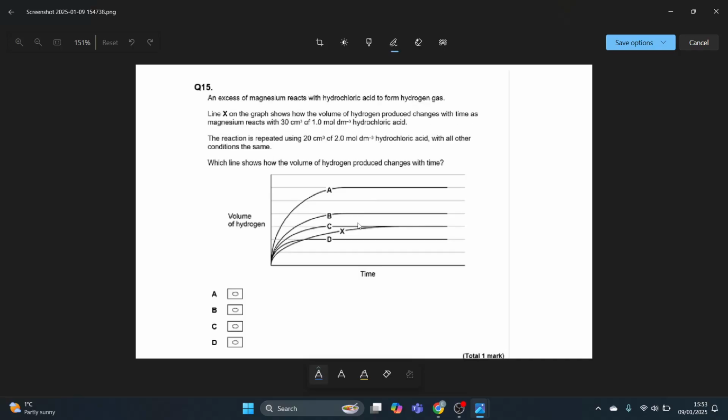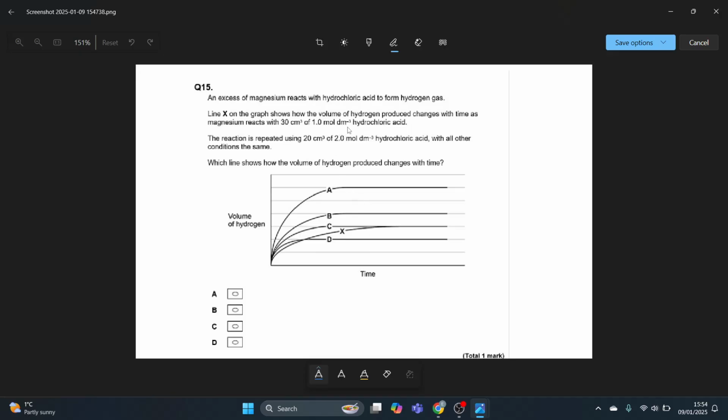Which line shows how the volume of hydrogen produced changes with time? An excess of magnesium reacts with hydrochloric acid to form hydrogen gas. Line X on the graph shows how the volume of hydrogen produced changes with time as magnesium reacts with 30 centimeters cubed of 1.0 moles per dm cubed hydrochloric acid. The reaction was repeated using 20 centimeters cubed of 2.0 moles per dm cubed hydrochloric acid with all other conditions the same. Which line shows how the volume of hydrogen produced changes with time?